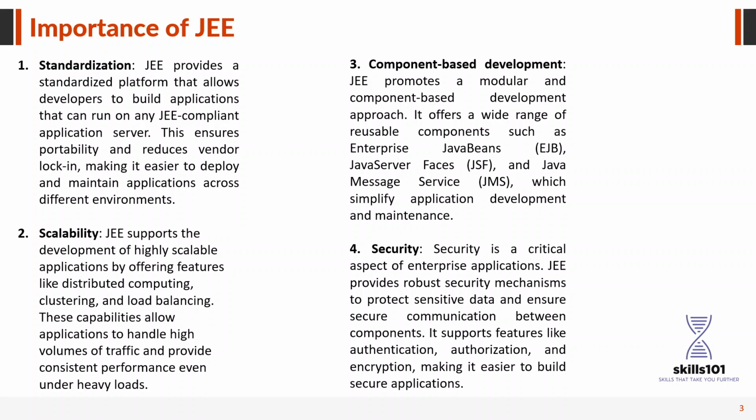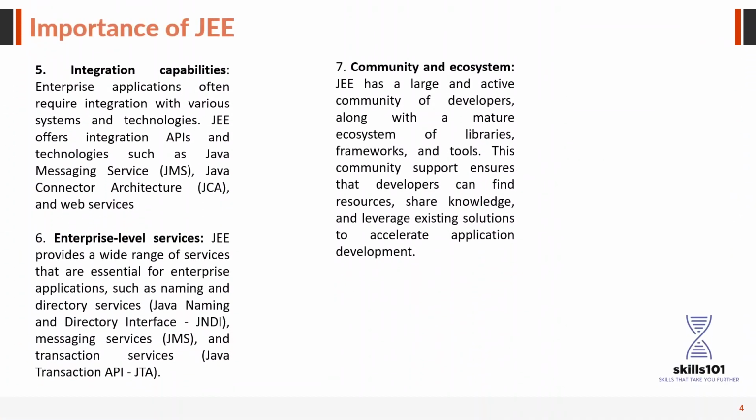Now we'll try to explain these three or four things in more detail. Integration capabilities: the way Java works with each other, the Java components and all the APIs, integrating those APIs with Java. Enterprise-level services: Java provides a lot of enterprise-level services like JNDI, Java Naming and Directory Interface, Java messaging services, and community and ecosystem.